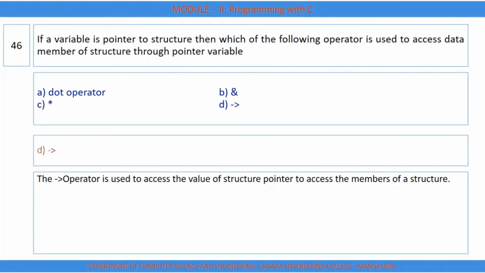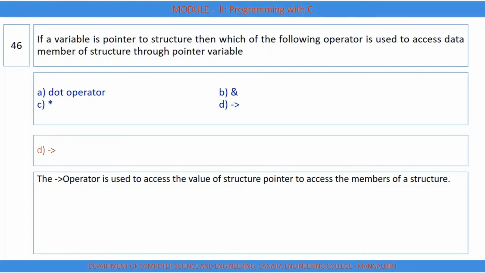If a variable is pointed to structure, then which of the following operator is used to access data member of structure through pointer variable? Option A, dot operator, option B, ampersand, option C, star or multiplication, option D, arrow. Answer is option D, arrow.